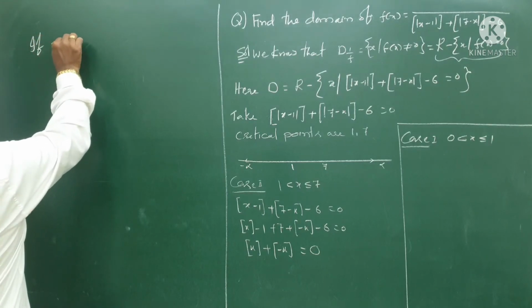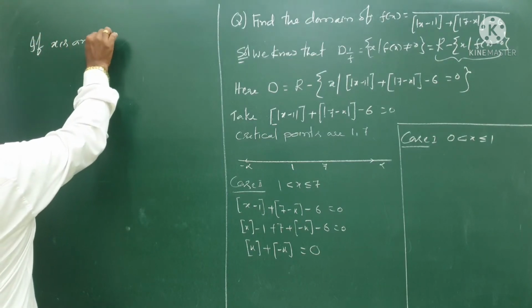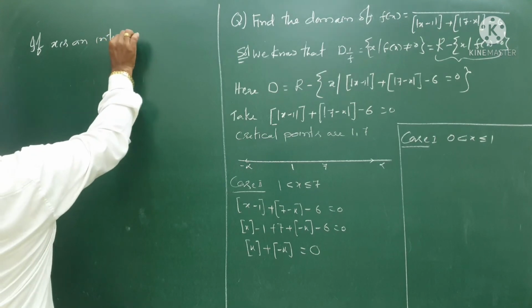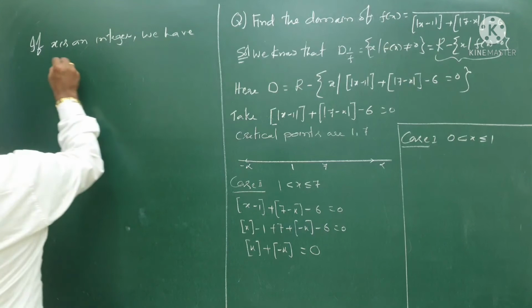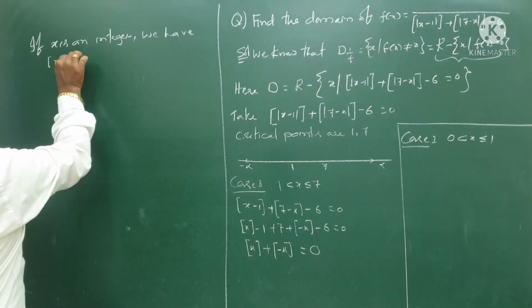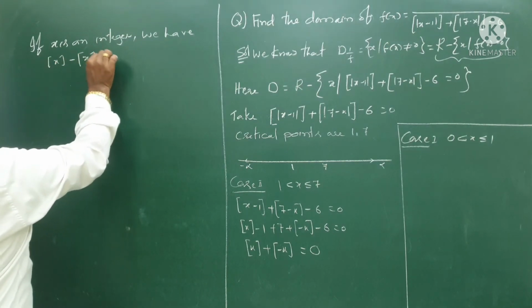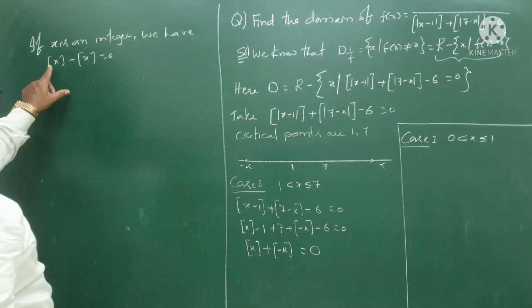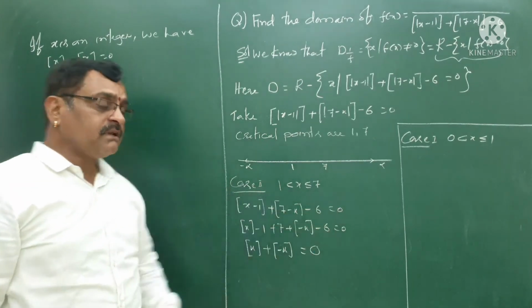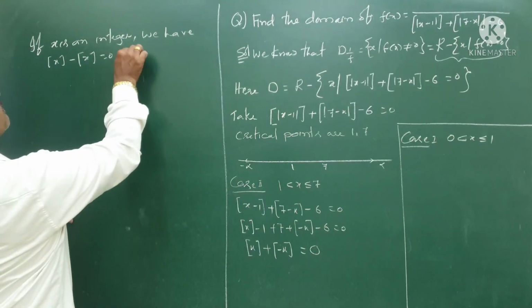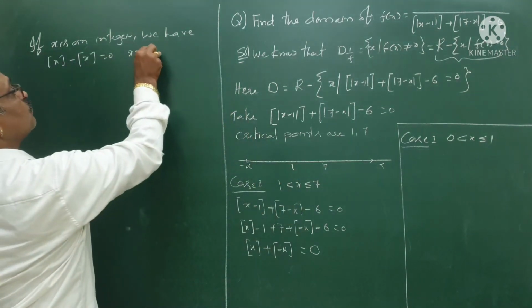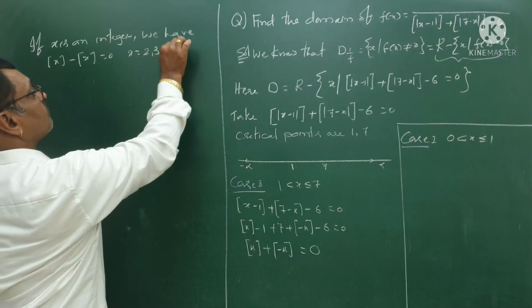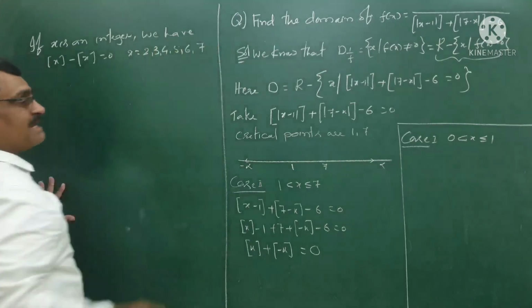If x is an integer, we have integral part of x minus integral part of x is equal to 0. Of course, x can be any integer in this interval. Therefore, we have x is equal to, what are the integers between 1 and 7? 2, 3, 4, 5, 6 and 7.